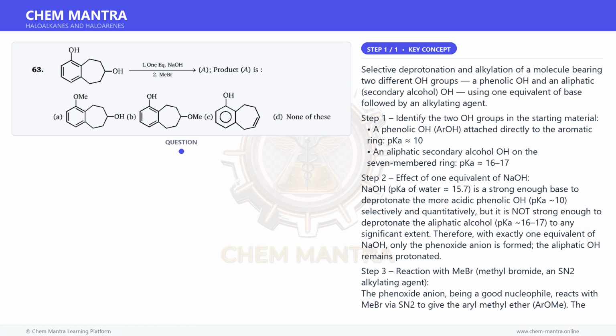Option C. MeBr under these mild conditions does not cause elimination to form a double bond. There is no mechanism for ring dehydration here. Option D. None of these is incorrect because option A correctly describes the product.